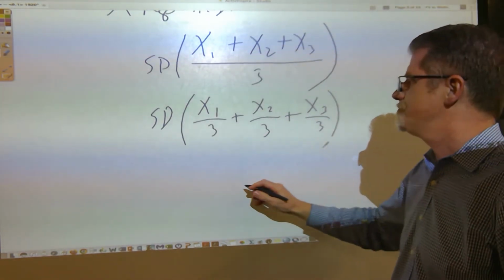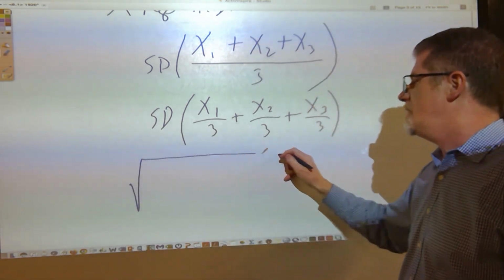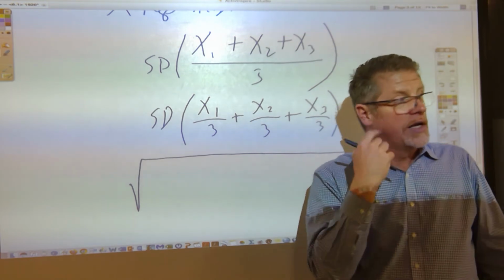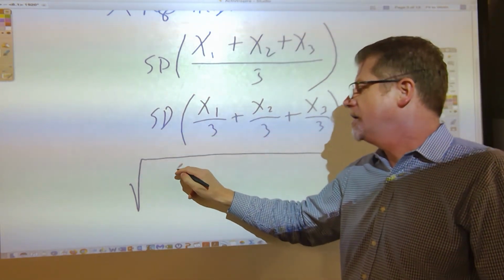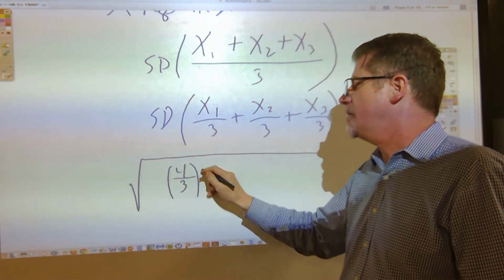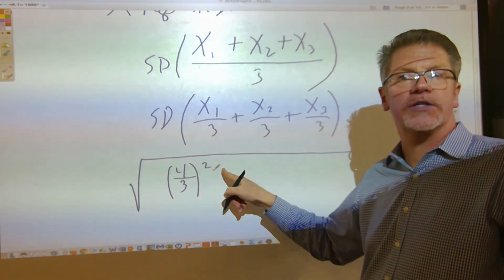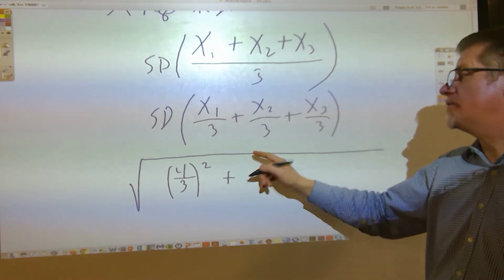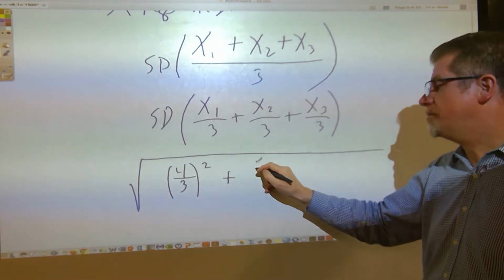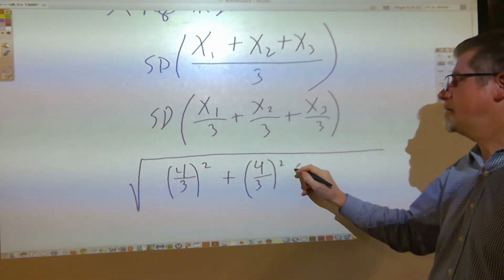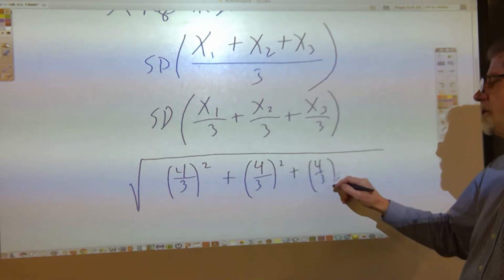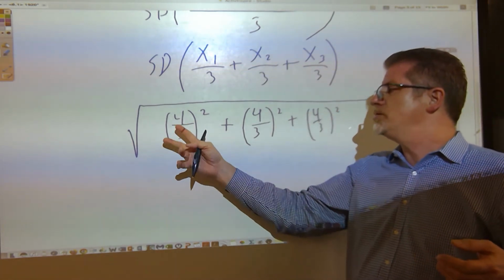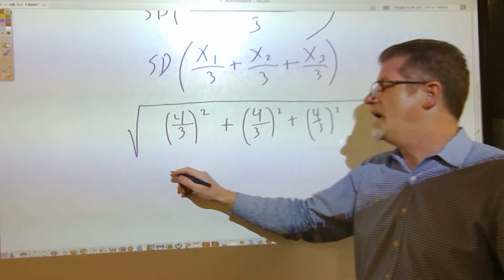Check this out. I think the standard deviation would be the square root of the sum of the variances. The variance of x1 over 3 is going to be 4 over 3 squared, standard deviation squared. The variance of the second, x2 over 3, will be 4 over 3 squared. And using algebra 1, I can combine like terms, blob plus blob plus blob.